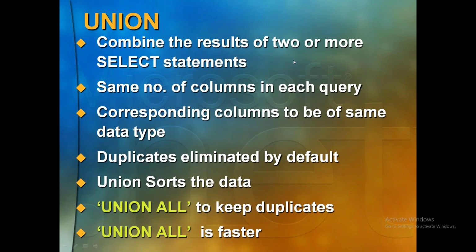So combine the results of two or more select statements, same number of columns in each query, corresponding columns to be of the same data type, duplicates eliminated by default. If I use union, union sorts the data. Union all keeps the duplicates, union all is fast. Clear? So this is very, very important.